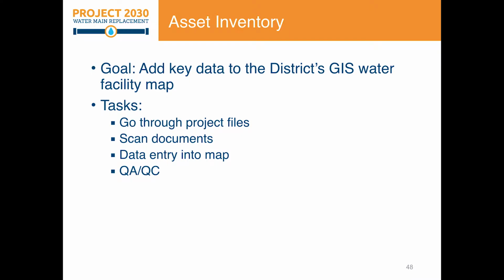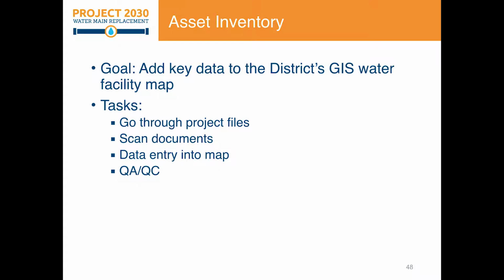All right, I'd like to go over the first task that we worked on, and that is our asset inventory task. And like I said, there's really no huge role for the CAC. This is more data gathering on our part. One of the goals of this asset inventory is to add key data to the district's geographic information system water facility map. We have this great GIS map, and it has some good information, but it's not completely populated.